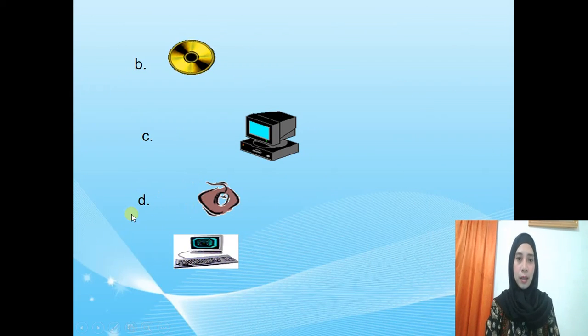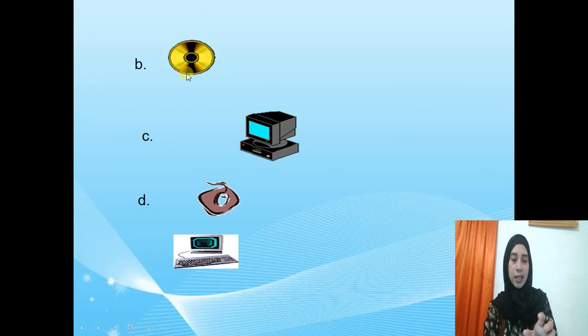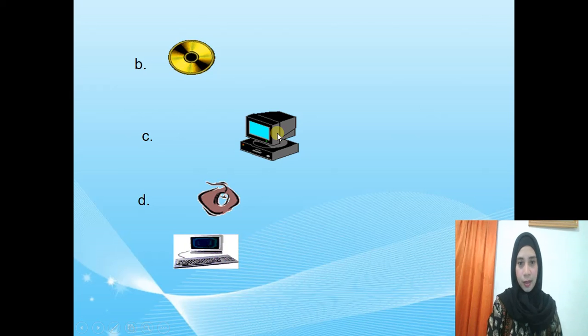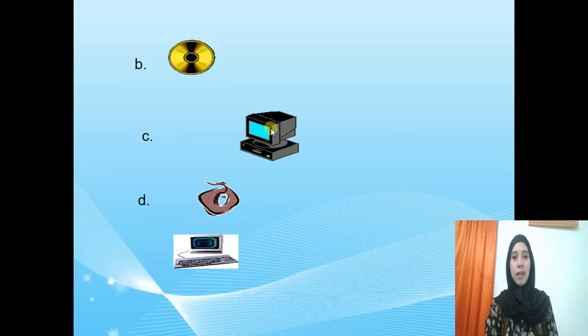Next, B. What element is this? It is a CD, cassette or CD. Explain the function of this object in your understanding. And then C. Based on your understanding, what element is this? Maybe it is an element of computer, it's okay, or monitor, it's okay. Explain the function of this object based on your understanding.